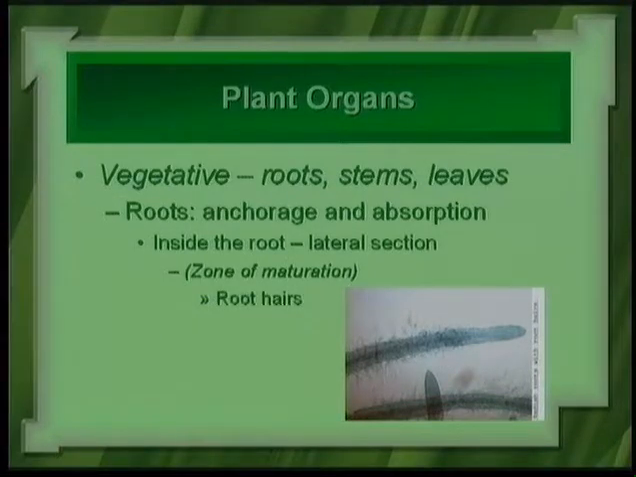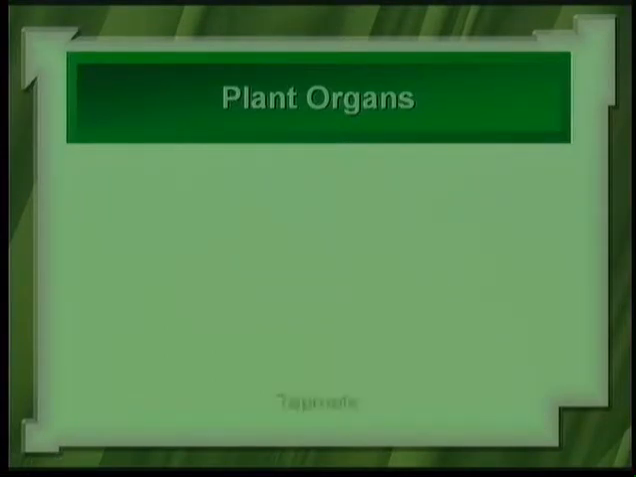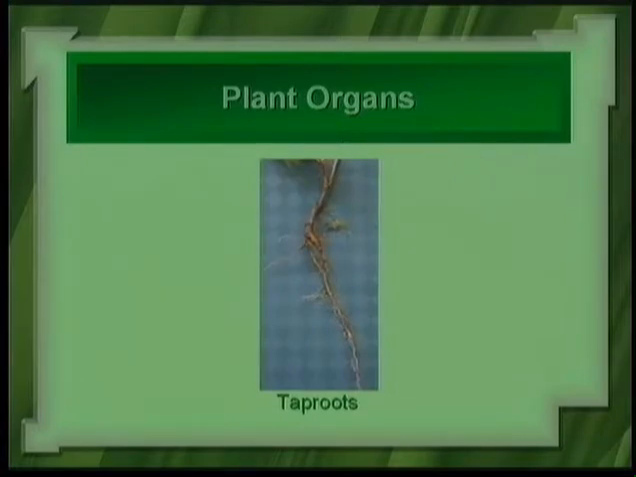They're sort of like the villi inside of our digestive system. What they do is that they will actually expand and increase the surface area of the root to allow for more water absorption, more nutrient absorption, through the root hair. So root hairs help to increase the surface area to allow for more absorption of water and other substances.